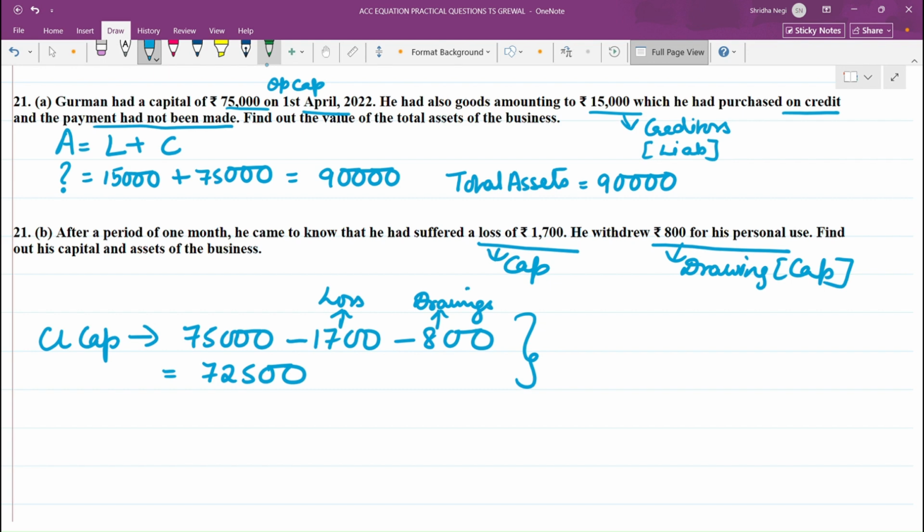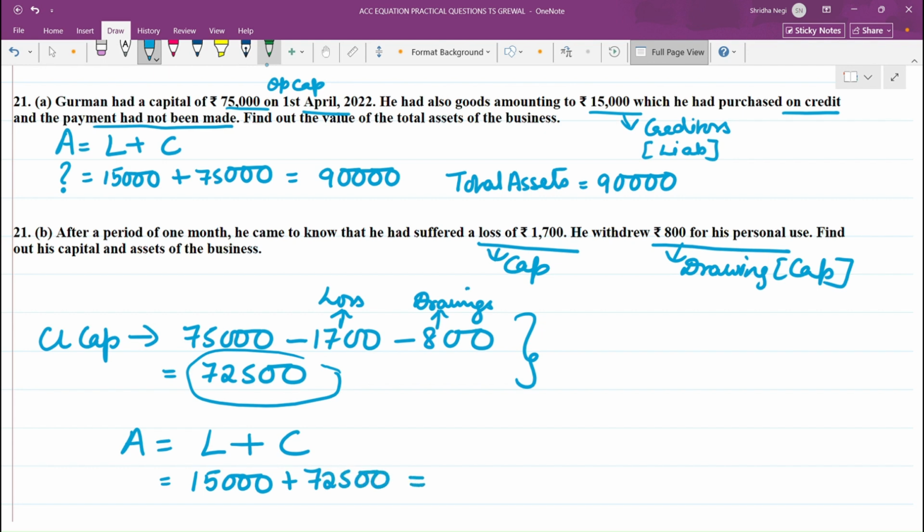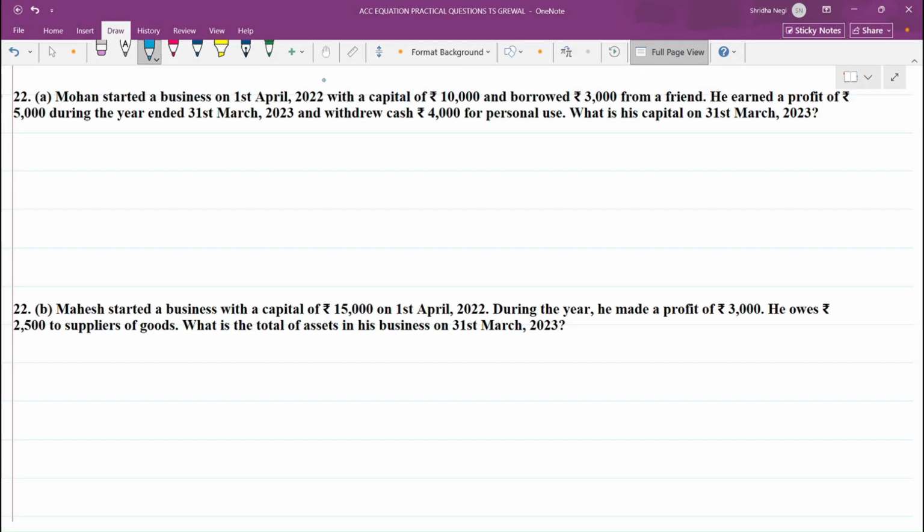And you also have, now you have to find out the assets of the business. Assets के लिए what is the equation? Assets is equal to liability plus capital. तो liability कितने हैं? Creditors आपके 15,000 है. क्वेश्चन पहले वाले क्वेश्चन वही कंटिन्यू है. And capital अब कितनी हो गई आपकी? Capital is now 72,500 after all the adjustments. So now what are the assets? Assets are now 87,500. So new assets are 87,500. Understood? Now the 22nd question, A part. Mohan started a business on 1st April with a capital of 10,000.